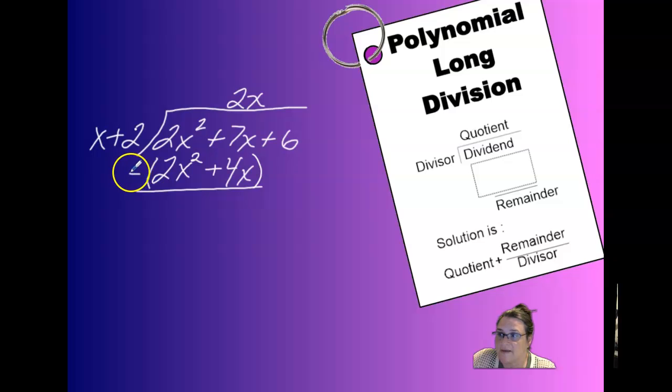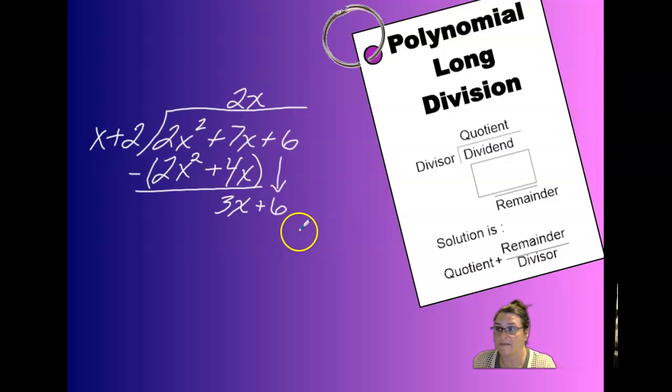So this negative out here, I'm subtracting both the 2x squared and I'm subtracting the 4x, right? I have to distribute that negative. So 2x squared minus 2x squared is 0, so that cancels. Then 7x minus 4x is 3x. Okay, now just like we did with the integer division, we're going to bring down the next term, so that's a positive 6, and then I repeat the steps of that algorithm again.